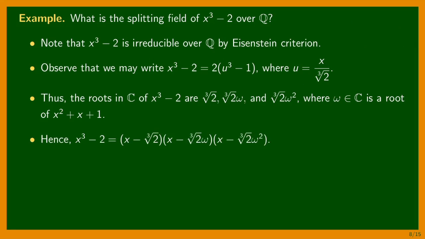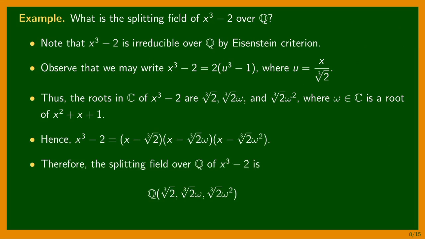Hence, x cubed minus 2 factors into this. Therefore, the splitting field over Q of x cubed minus 2 is this. Pero nakita nyo, no? Merong mga elements dito na prominent. Yung cube root of 2 tsaka yung omega. Diba, kapag ang field, it contains cube root of 2 and it contains omega, it contains this product and this product. Hence, you can simplify this field extension as the field extension Q cube root of 2 omega.